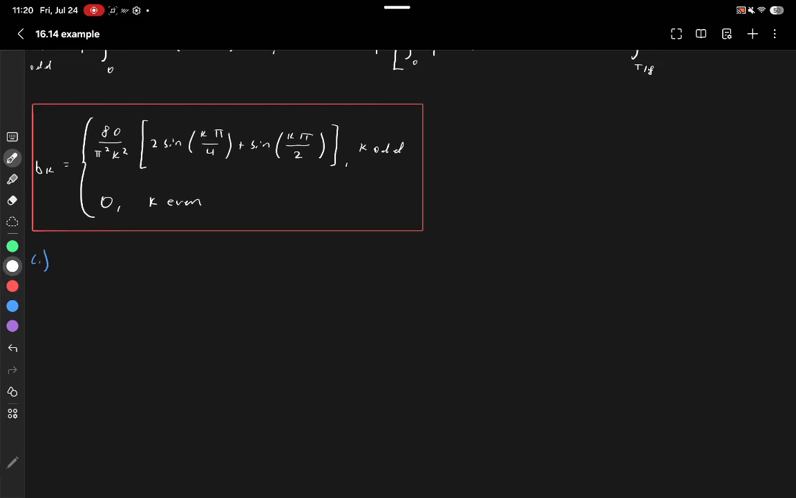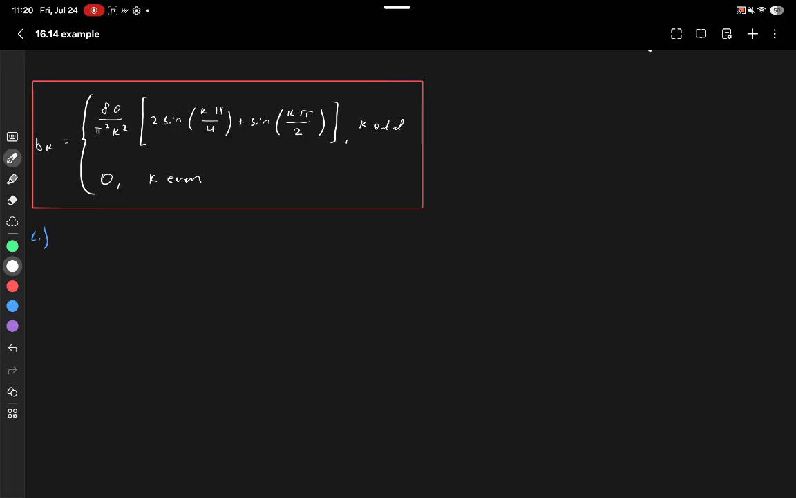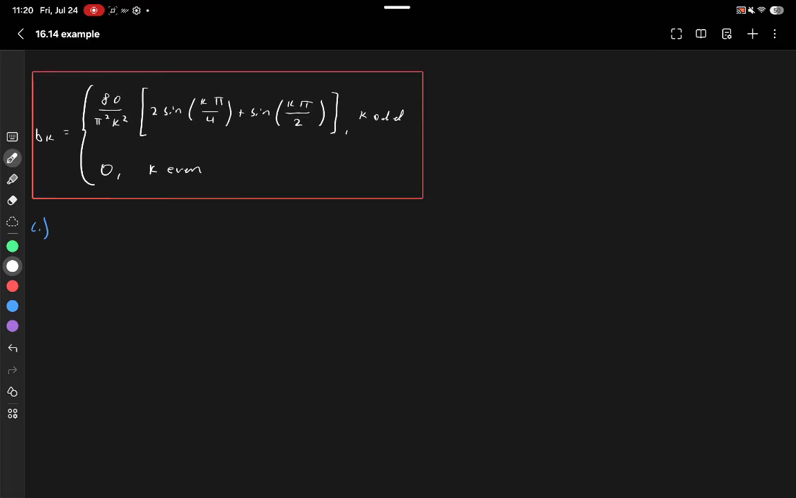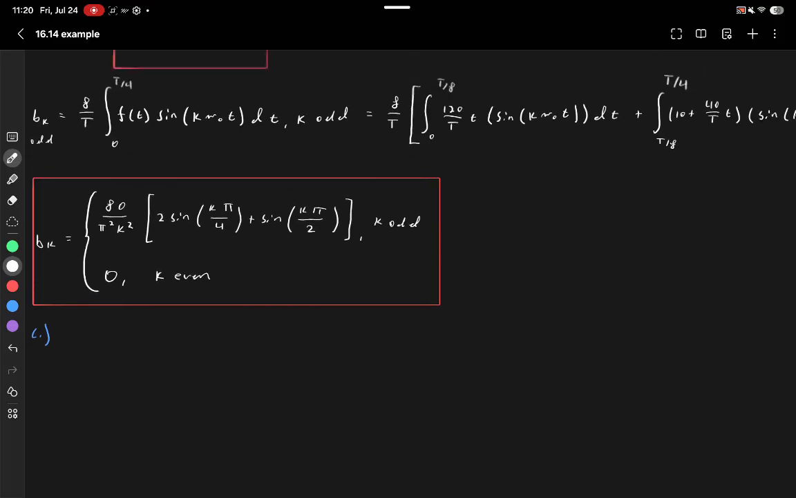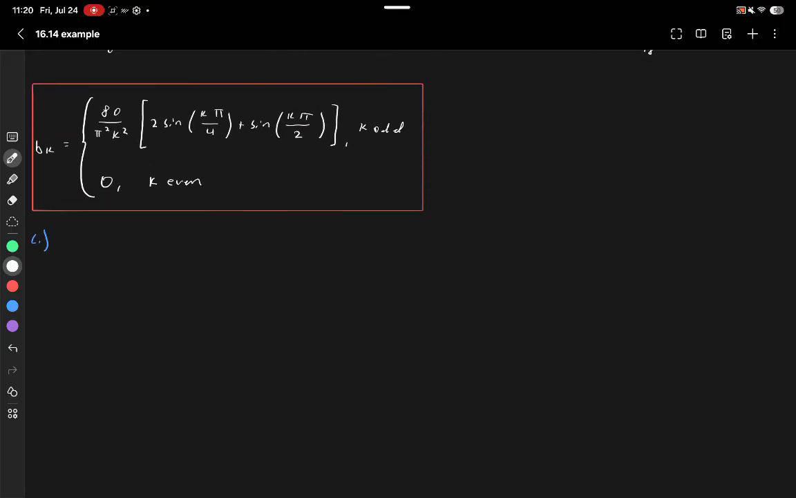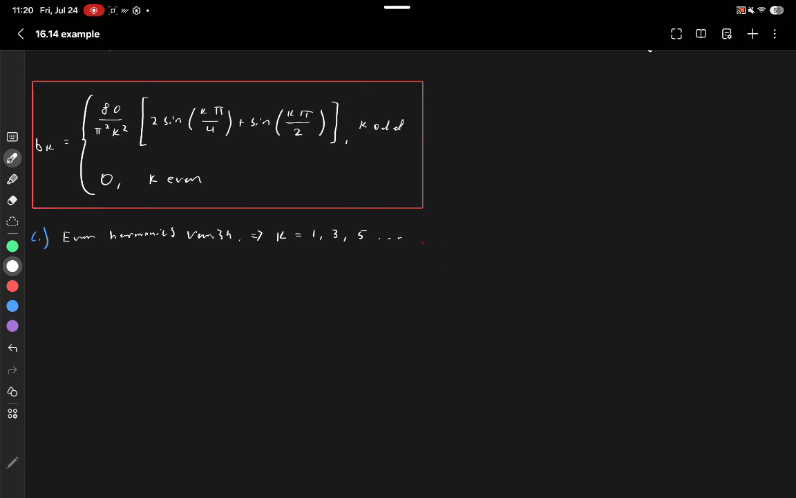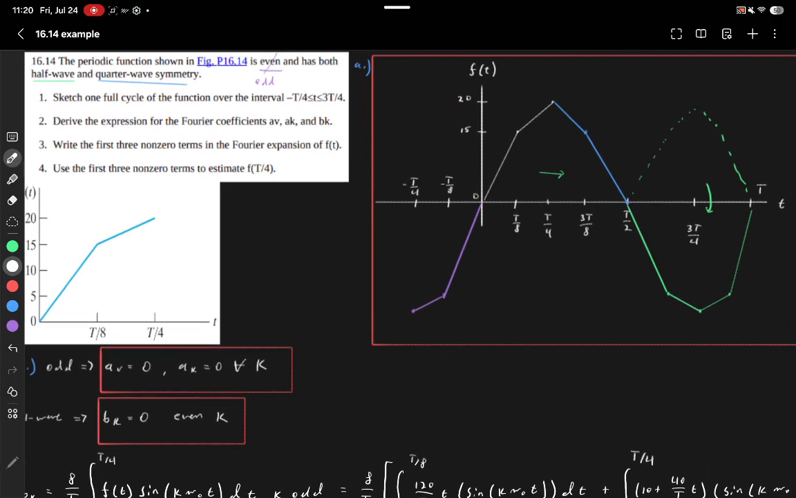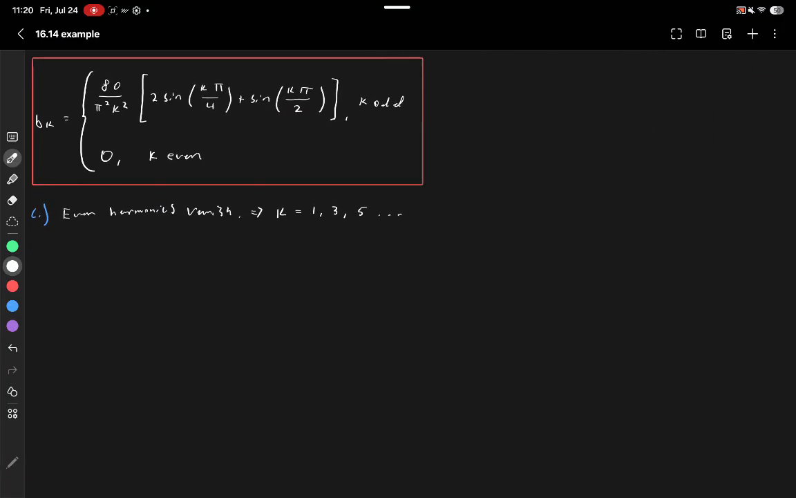Now we've done the hard part. Now we've just got some calculator work and some making sense of what's going on here. Again, our even harmonics are going to be gone because it's just 0 for the even case. So we'll write that down. Even harmonics vanish. So we will only have to evaluate for 1, 3, 5. That keeps going on, and as that keeps going on, it will get more accurate to what we have here, and we'll see an example of that in just a second.